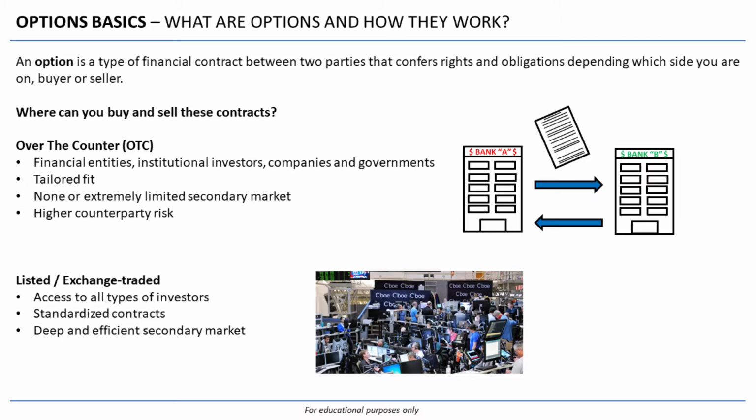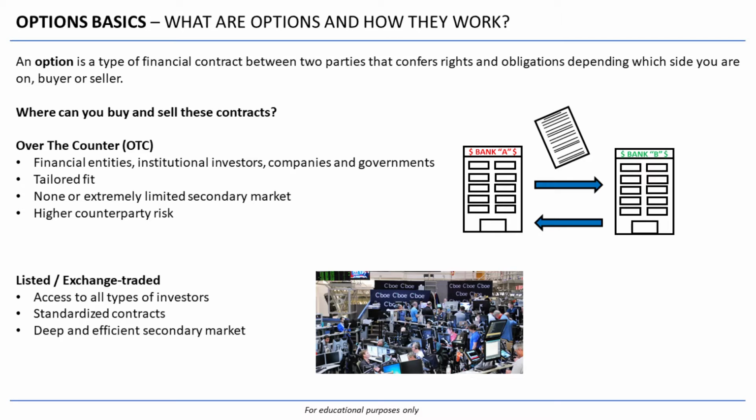As we discussed in a previous video, an option is a derivative. In essence, an option is a type of financial contract between two parties that confers rights and obligations depending on which side you are on, buyer or seller. Where can you buy and sell these contracts?